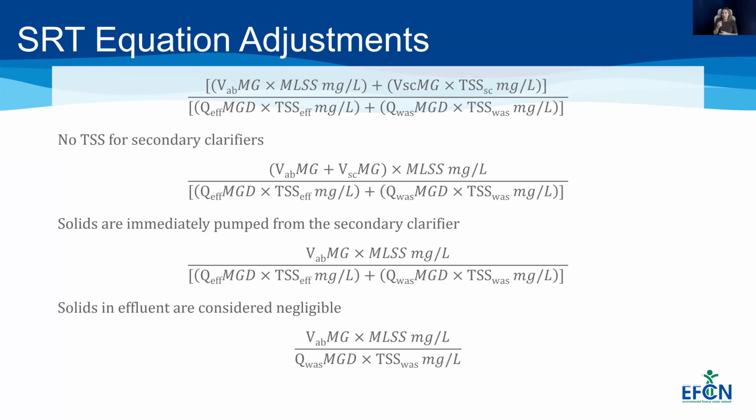And then finally, sometimes your effluent solids are considered negligible as well. And some equations only account for your solids in the aeration basin and the solids that are being wasted. So that's something to just keep in mind and be familiar with on our different tests and how those may be applied. So what does this actually look like in a word problem?